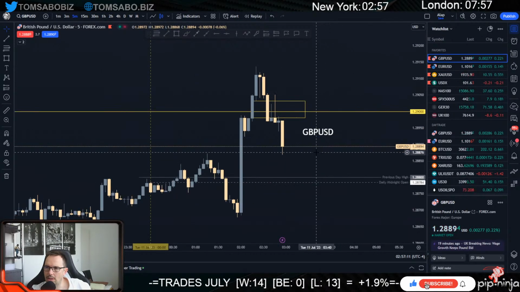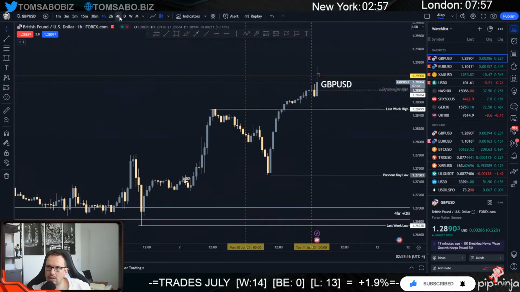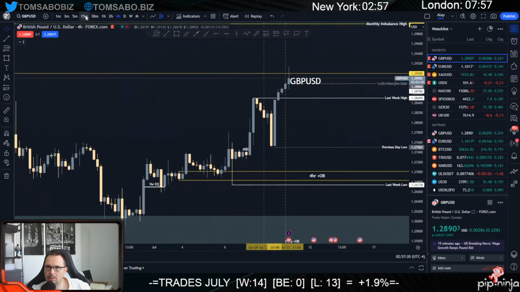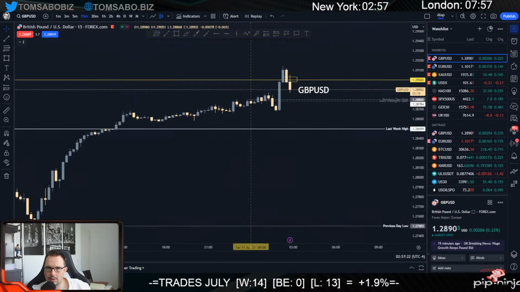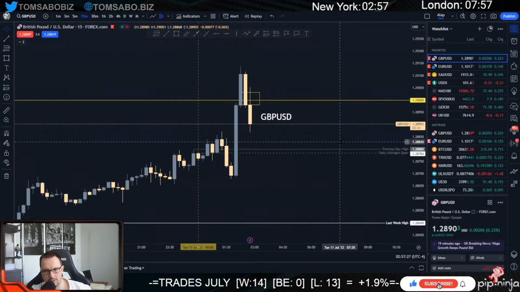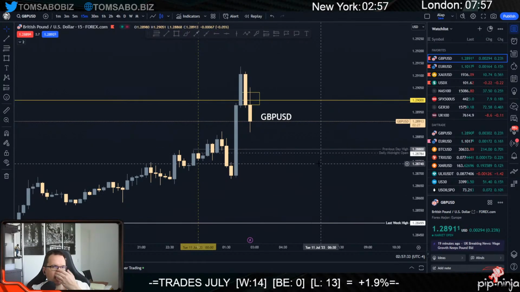Okay, pound is at equilibrium, so if it wants to go higher to target the 130 level, this should be the point right now. Almost in the silver bullet session, guys, which is in about 2 minutes and 30 seconds. London Open, that is.